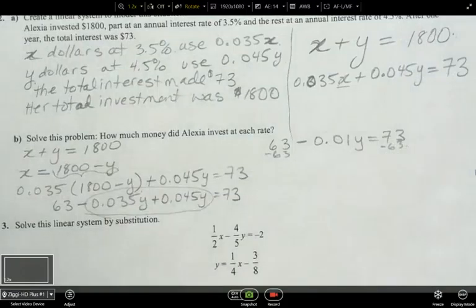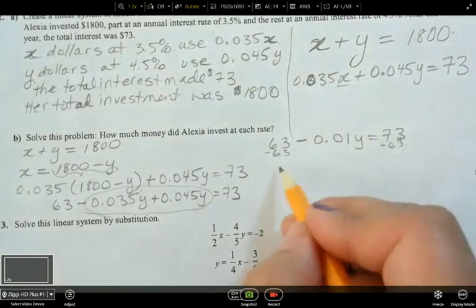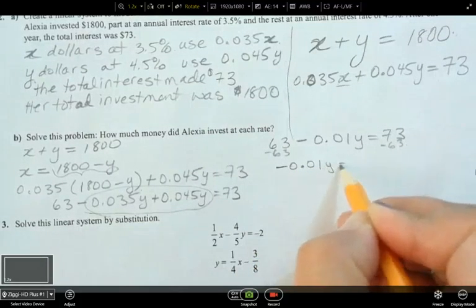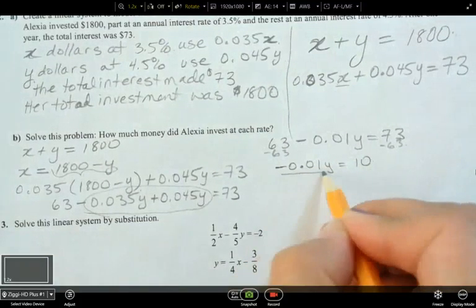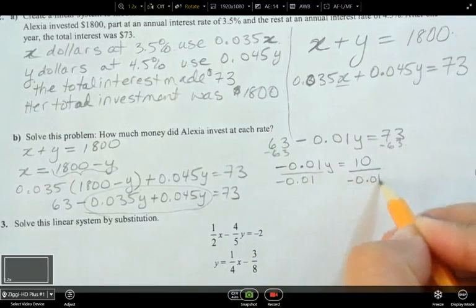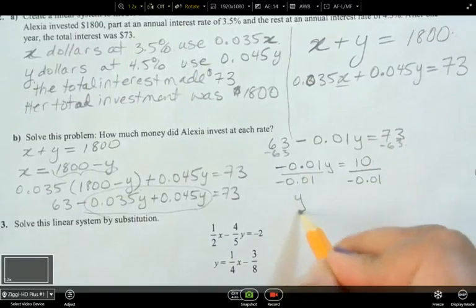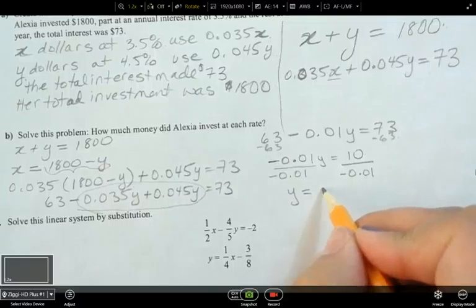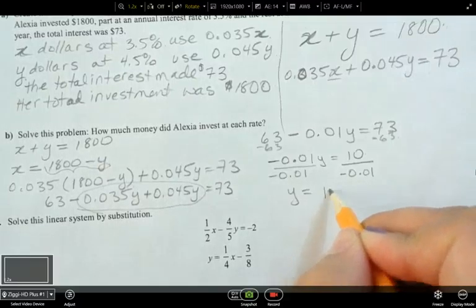on both sides, and that gives me minus 0.01y equals 10. So divide both sides by negative 0.01, and what do we get for y? So 10 divided by 0.01, y equals 1,000.